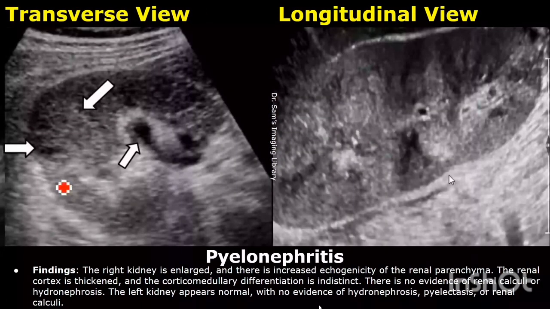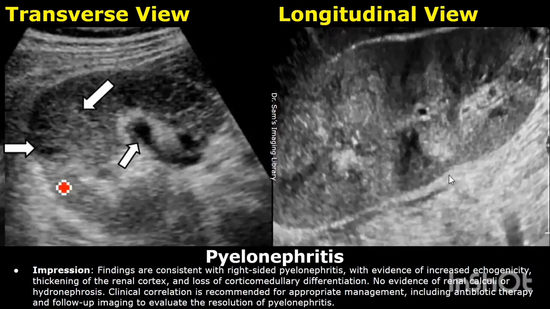Here is a case of pyelonephritis. The kidney is enlarged and there is increased echogenicity of the renal parenchyma. The renal cortex is thickened and the corticomedullary differentiation is indistinct. Here is the impression. The findings are consistent with right-sided pyelonephritis. In this case, there was increased echogenicity, thickening of renal cortex, and loss of corticomedullary differentiation.